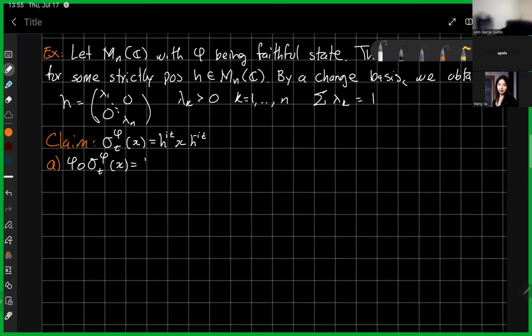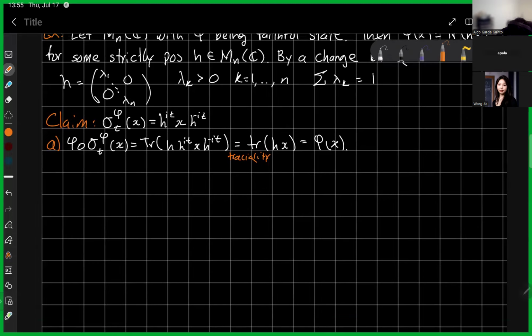But yes, the hint was enough. This should be the trace of H^it X H^-it, times H. But H and H^it commute, and then this is tracial. So this is the trace of HX. So this uses traciality, which tells us that this is phi of X.